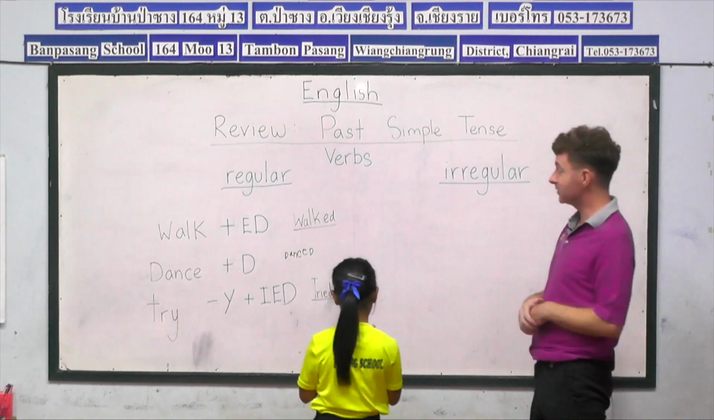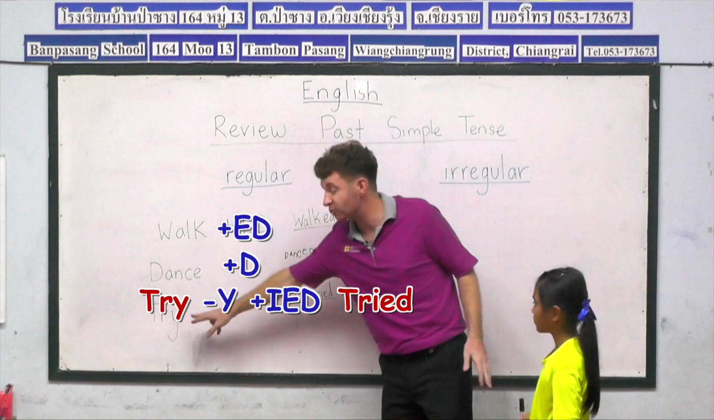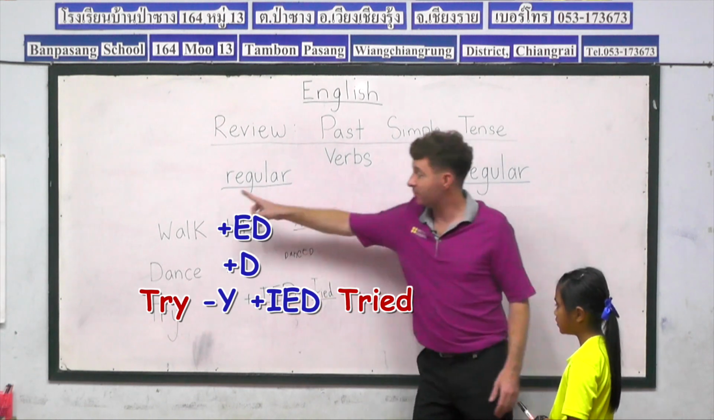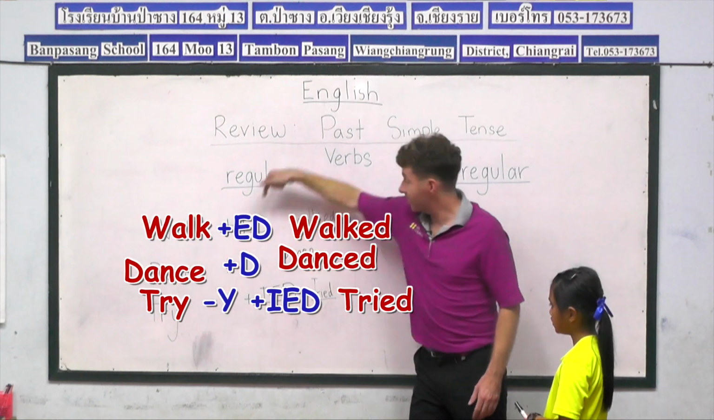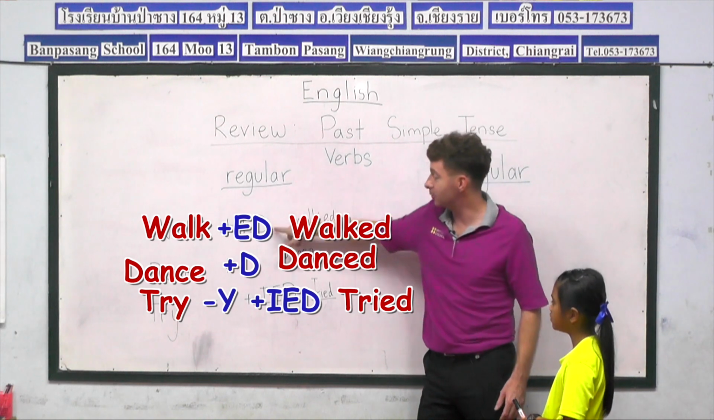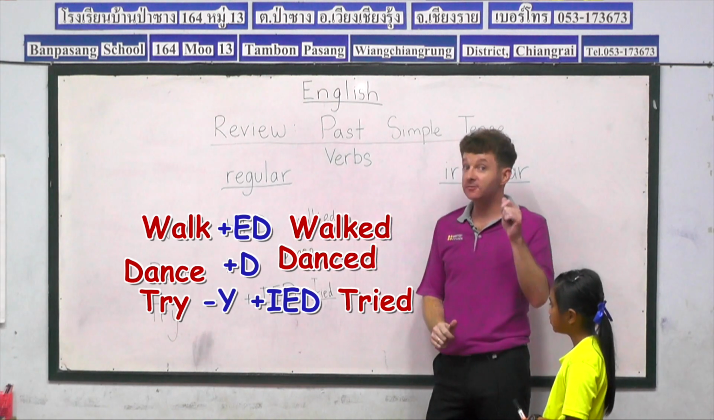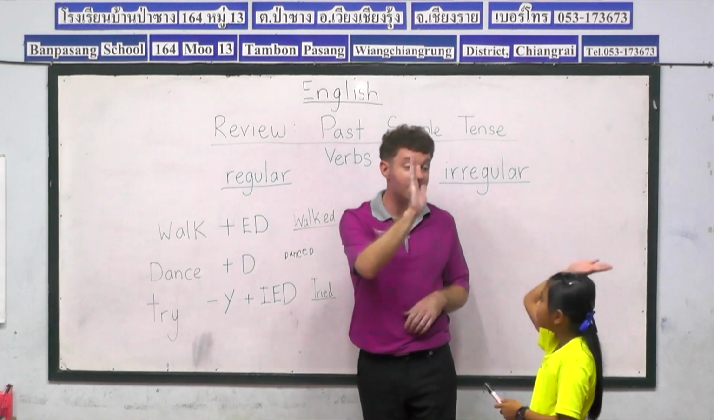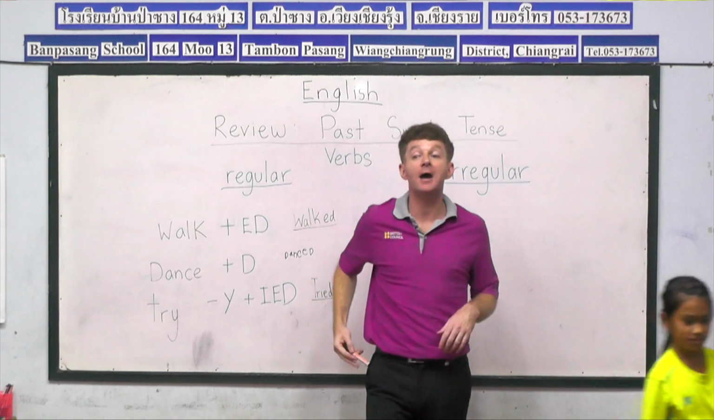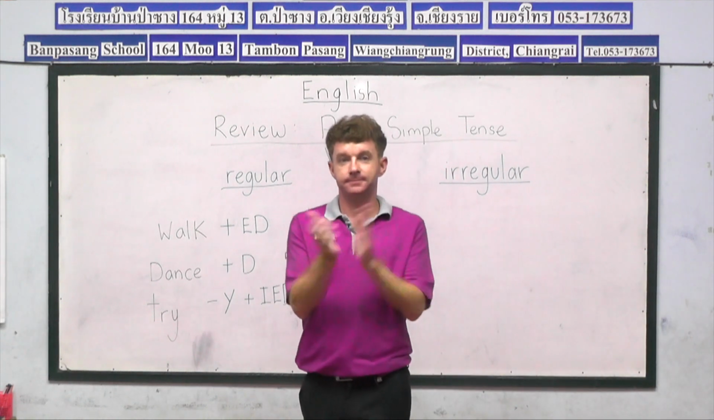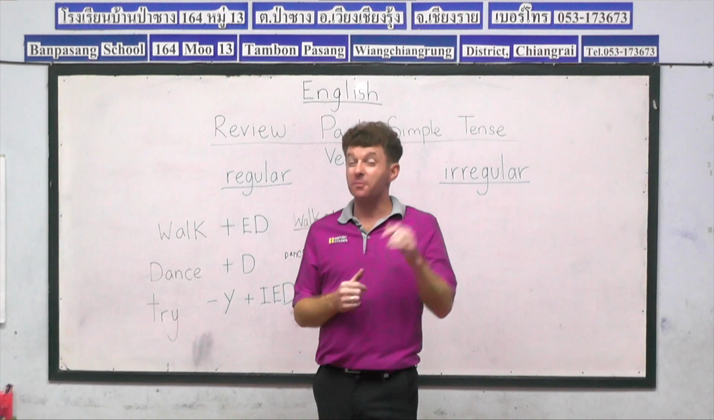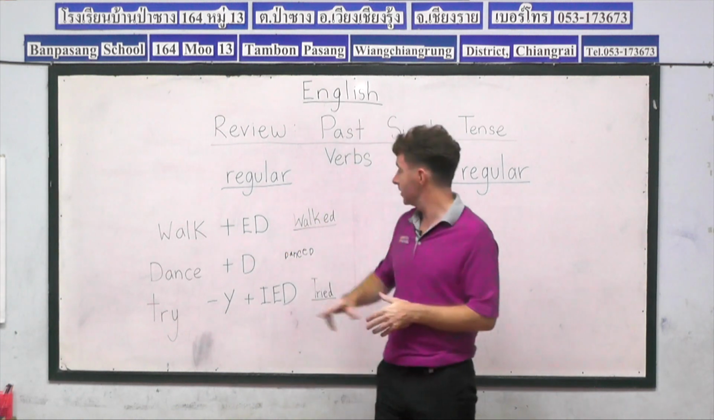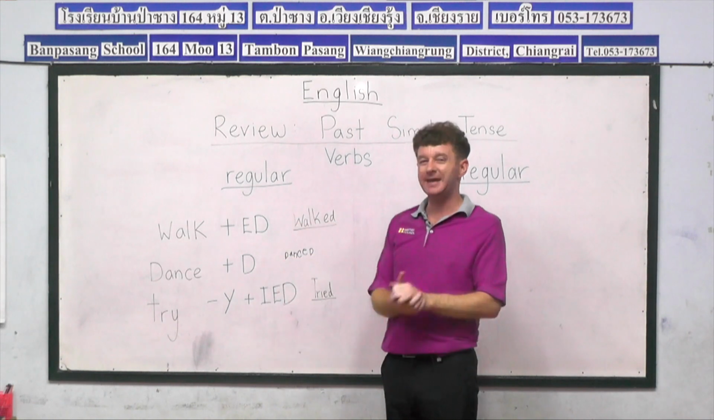Perfect. So you can see how Pak Bung has changed try to tried, present tense, past tense, using our spelling rules. And this is what we call regular verbs. So Pak Bung, that was excellent. High five and a big round of applause for Pak Bung, guys. So that's our regular verbs, and they're the easier ones to understand because we know what we have to do each time.